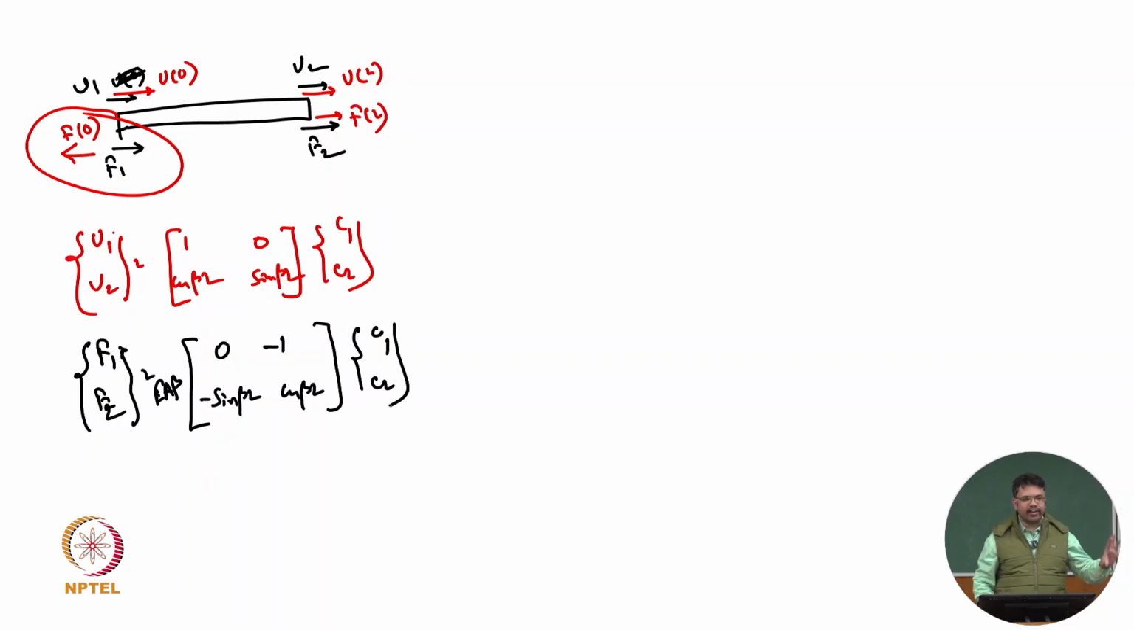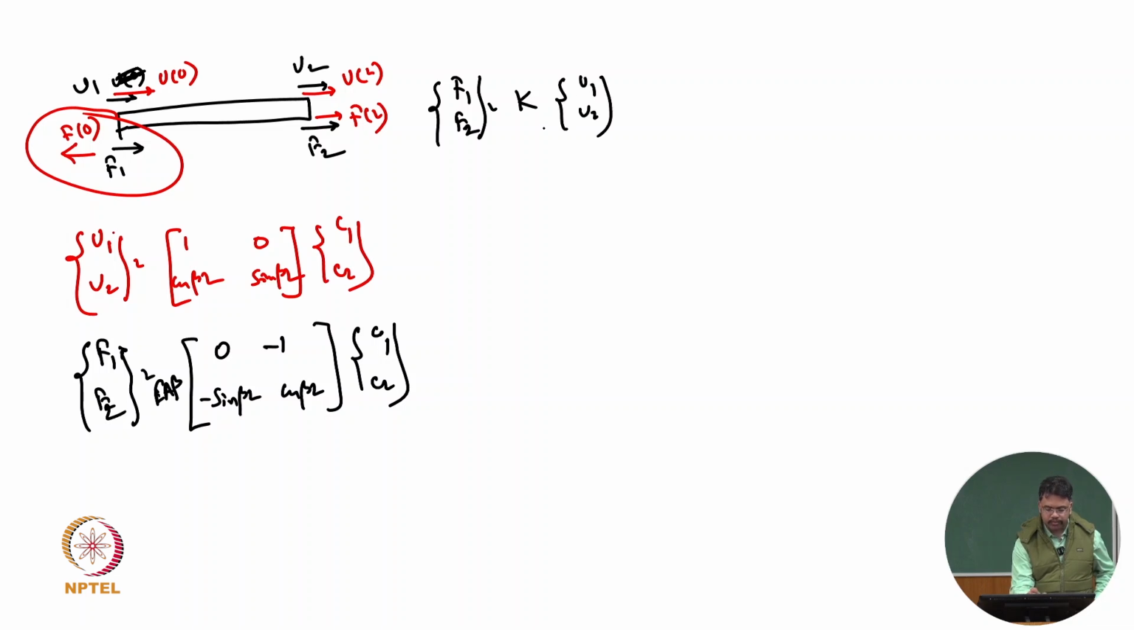Now if I try to write the finite element matrix, what is my main goal? My goal is to write F1 F2 in terms of K into U1 U2. That K is my finite element matrix, the stiffness matrix. Agreed, all of you? So if I try to go there, how can I go? What do I have to eliminate?